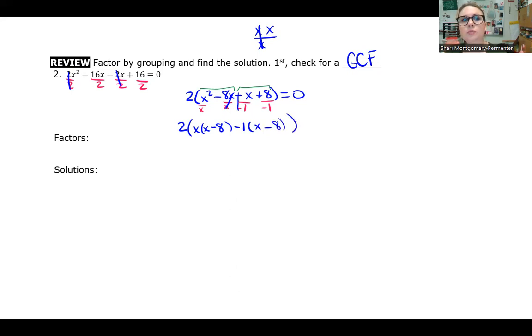So now do I have 2 parentheses that are identical? Yes, so I can factor that out. I write it 1 time out into the front. So remember, if I get 2 factors that are the same, they write out in front. So I still have that 2, but now I'm going to write X minus 8, and then I'm going to write down what I have left. X and then minus 1.